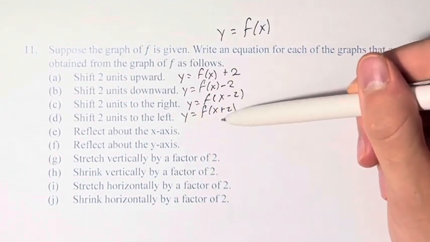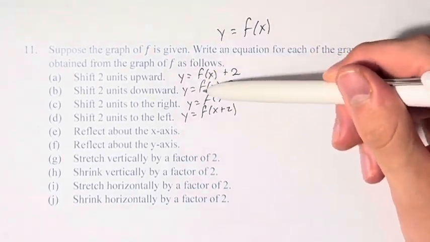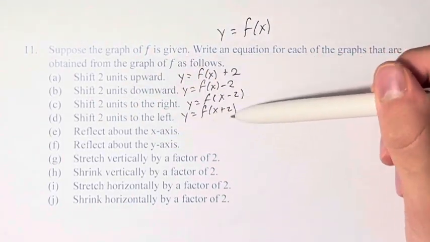And again, this is the difference between horizontal and vertical, is that in vertical, it's added after the calculation of the function. Here, it's done within the function.